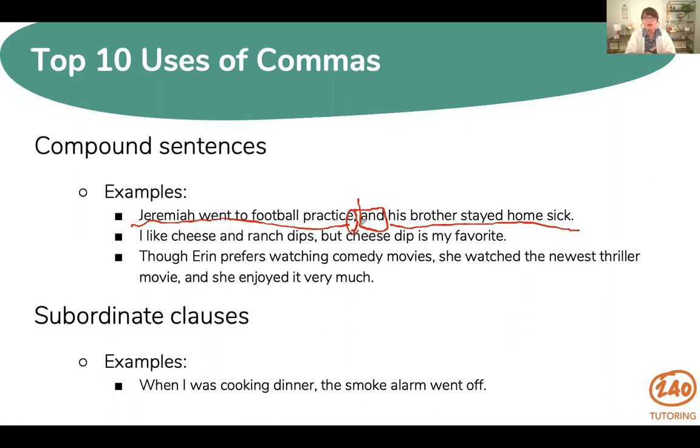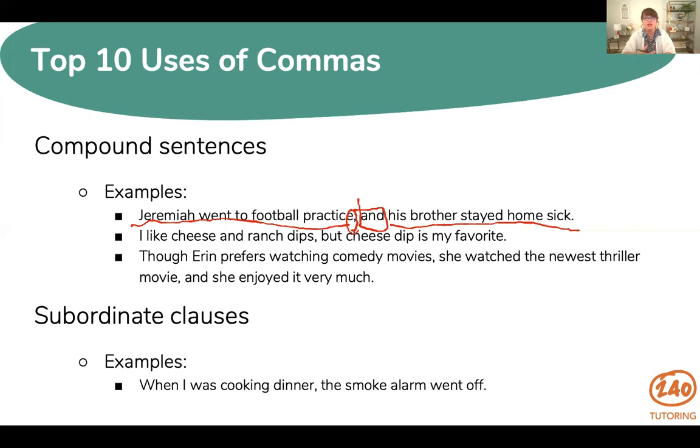Same thing in the next sentence. I like cheese and ranch dips, but cheese dip is my favorite. Two independent clauses with a coordinating conjunction, so that comma comes before the word but. You can also use commas in compound complex sentences. So in this example, though Erin prefers watching comedy movies, she watched the newest thriller movie, and she enjoyed it very much.